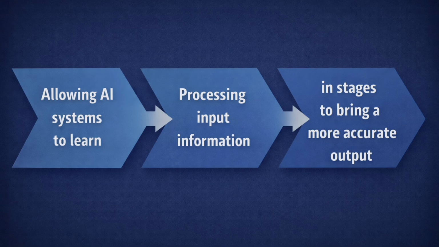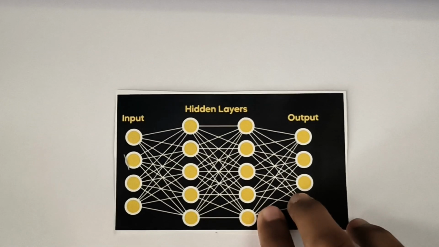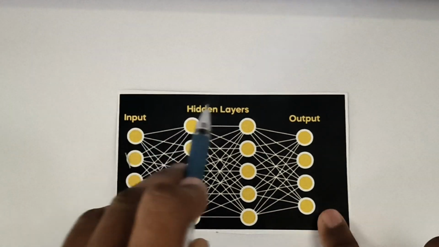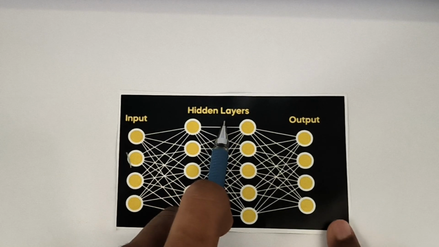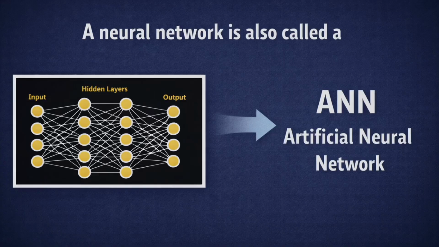A neural network also works similarly, where the process can be a little more complex, but the idea is the same. It allows machines or AI systems to learn by processing input information in stages to bring a more accurate output. This is a very simplified version of a neural network. In short, it has three parts, or layers: the input layer, the intermediate layer, which is also known as the hidden layer, and the last output layer. This structure is also called an artificial neural network, or ANN.